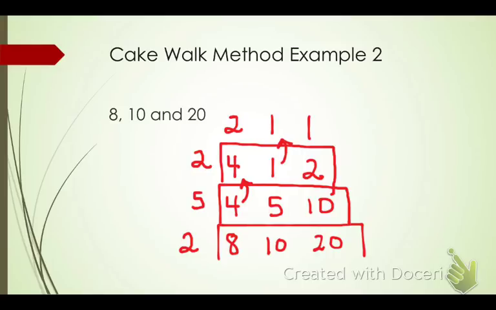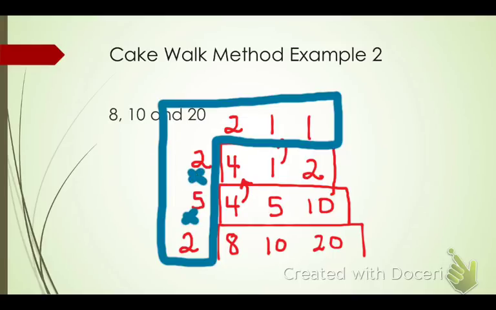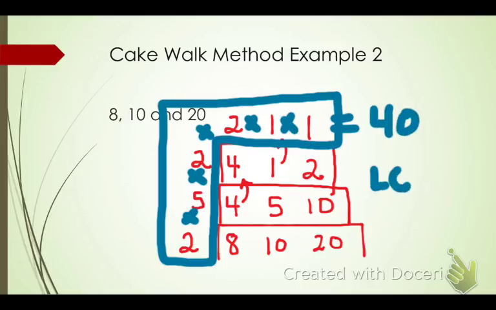So now I'm ready to multiply, and I'm going to make that big L, the side numbers, and the top. Okay, so 2 times 5 is 10, times 2 is 20, times 2 is 40, times 1 is still 40, times 1 is still 40. So the LCM here, again, is 40, which is exactly what we found with the listing method.